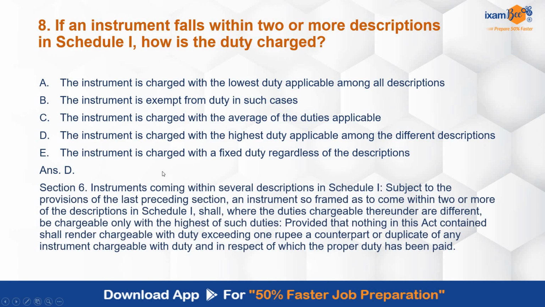Answer is D. Section 6: instruments coming under several descriptions in Schedule 1. So, instrument is charged with the highest duty that is applicable among the different descriptions. Remember that. It will be the highest duty.